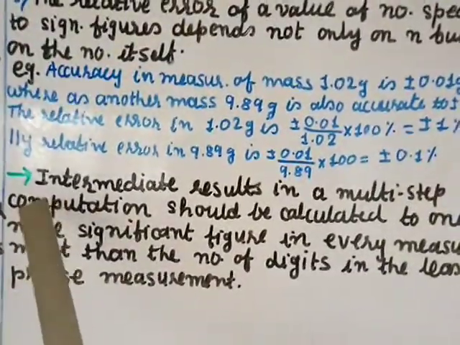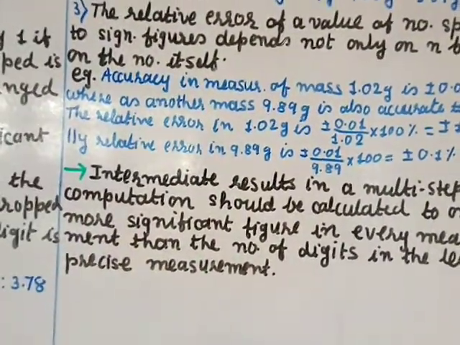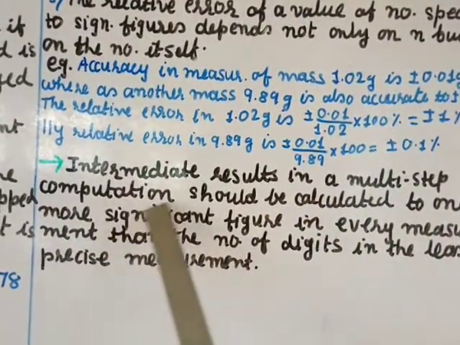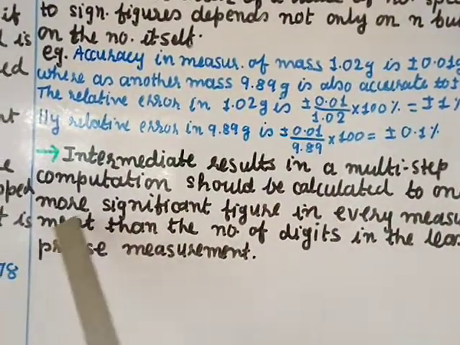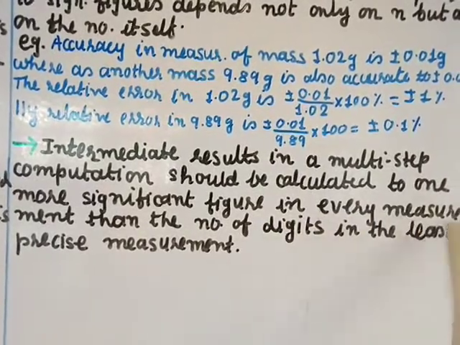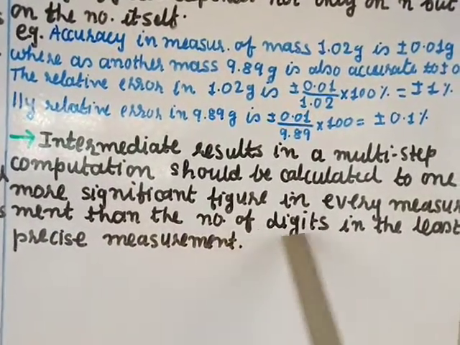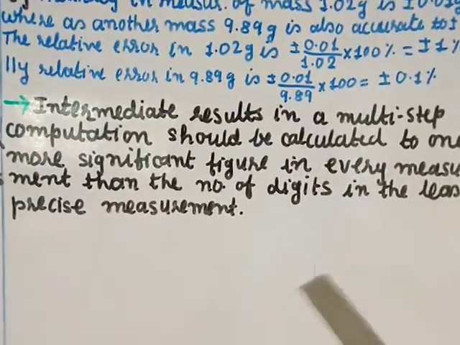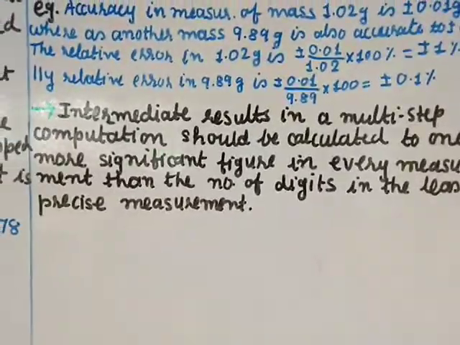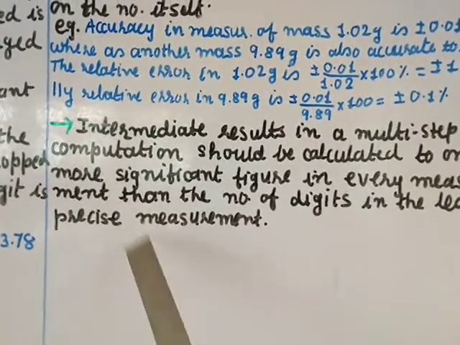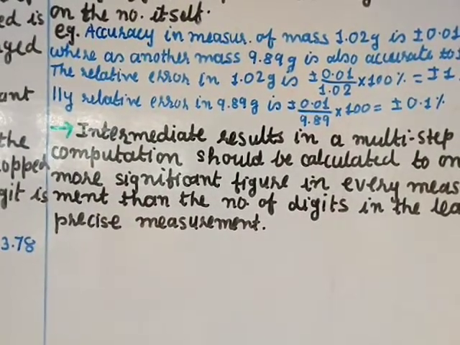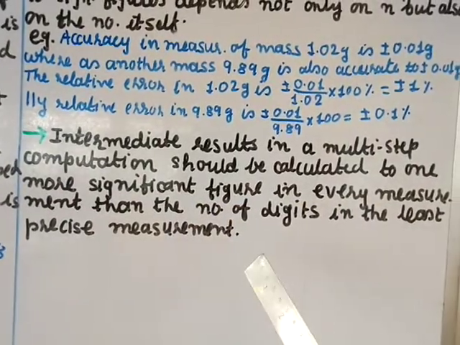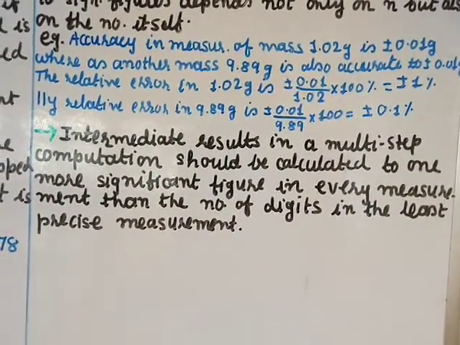Now the last point on significant figures: intermediate results in a multi-step computation should be calculated to one more significant figure in every measurement than the number of digits in the least precise measurement. So when you are calculating, you should not drop digits in between. You should keep one more significant figure in every measurement, and then you will have a more precise answer in the end.